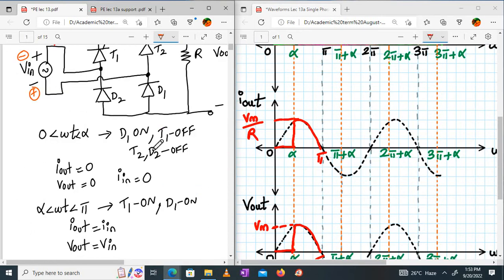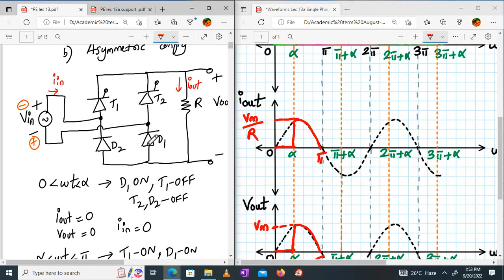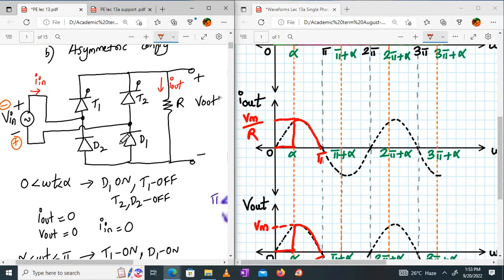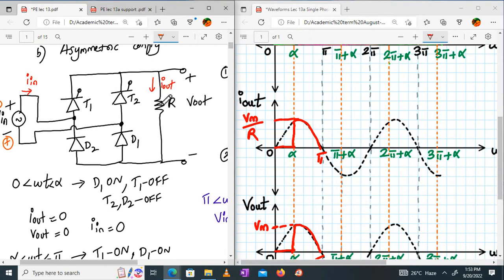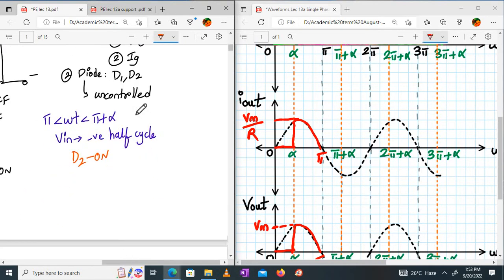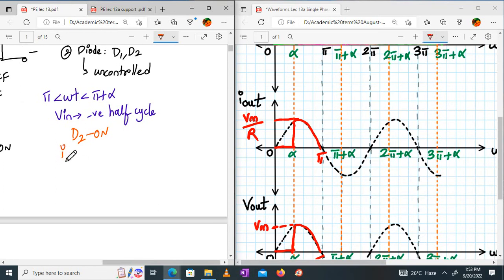Correct. If T2 is on, there is no current flow because you require a pair. T2 and its pair must turn on together. So in this case, again, Iout will be 0, Vout will be 0, Iin will be 0. Same as the first case of 0 to alpha. Okay, so over here, what will happen? Your Iout will be 0, Vout will be 0, right? So I'll show you the situation.